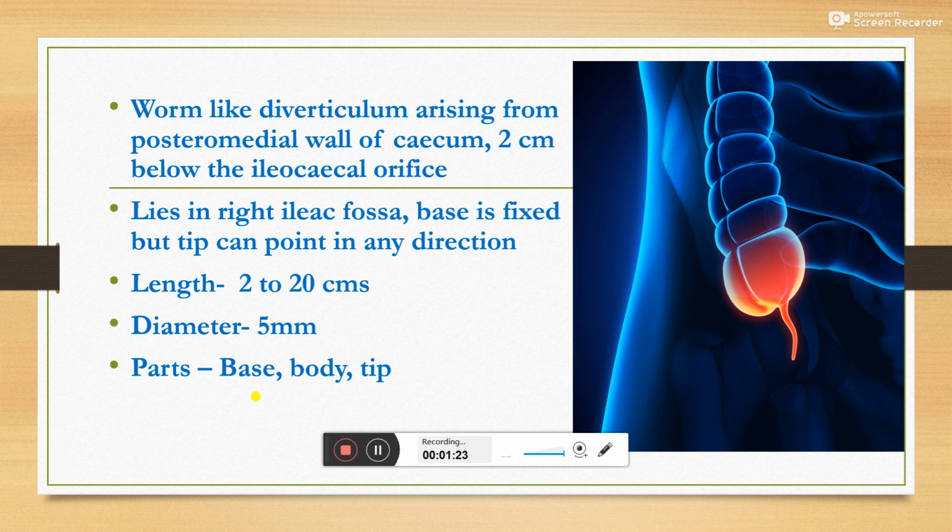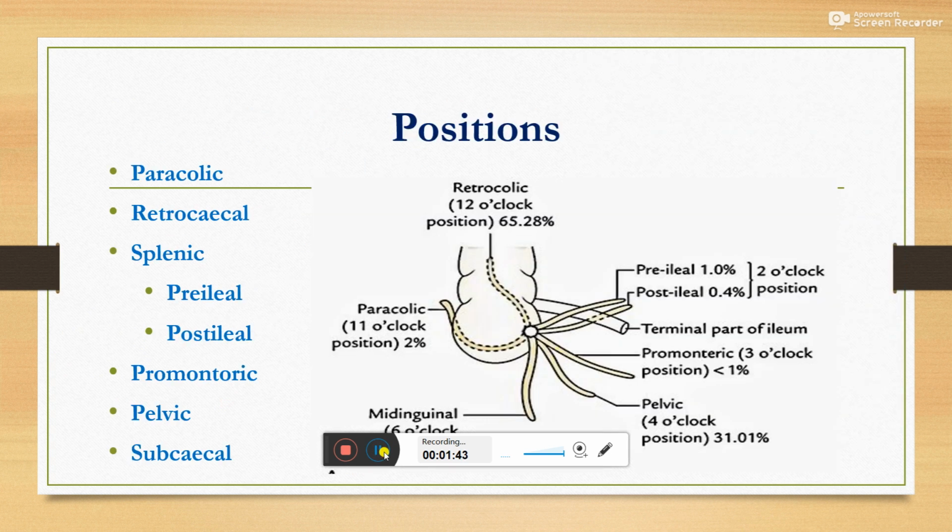The body is a narrow tubular part between the base and the tip. The tip is the least vascular distal blind end of the appendix and it may be directed in various directions. So there are three parts: the base, body and the tip of the appendix.